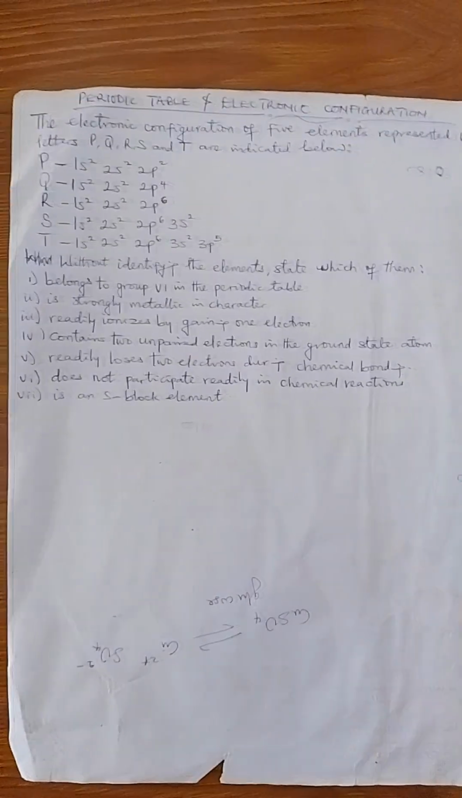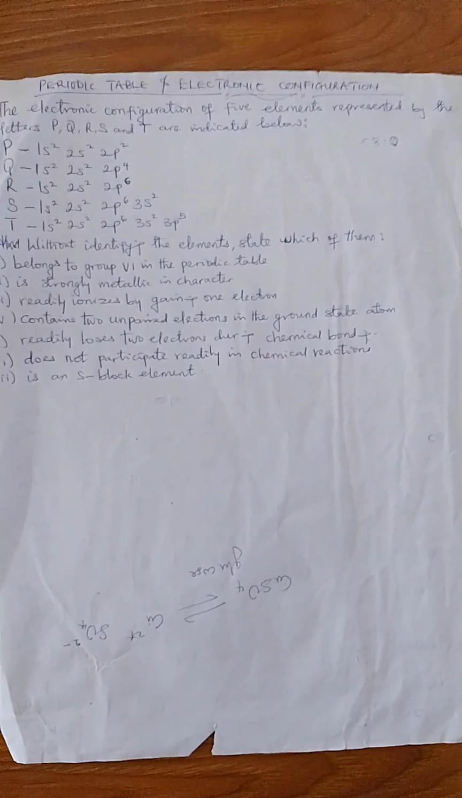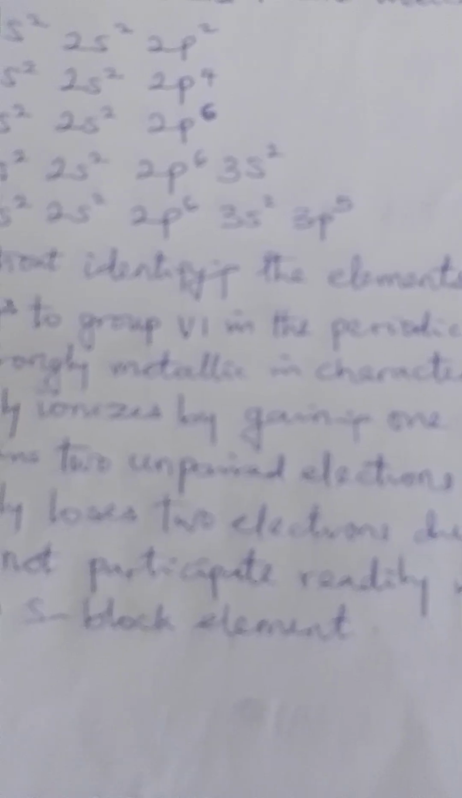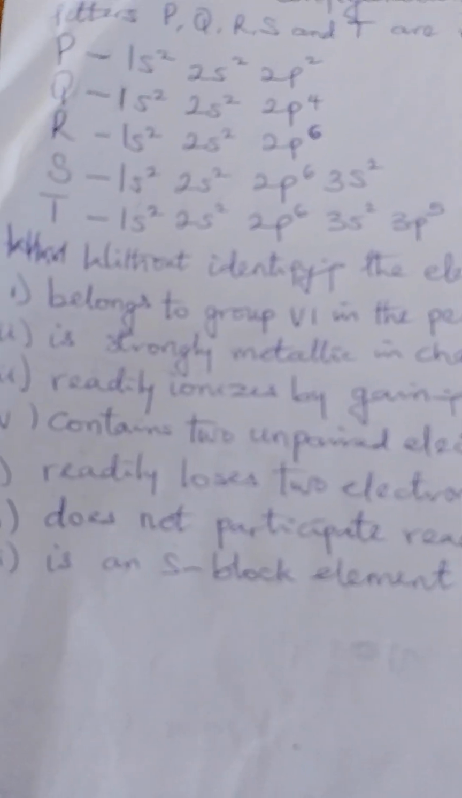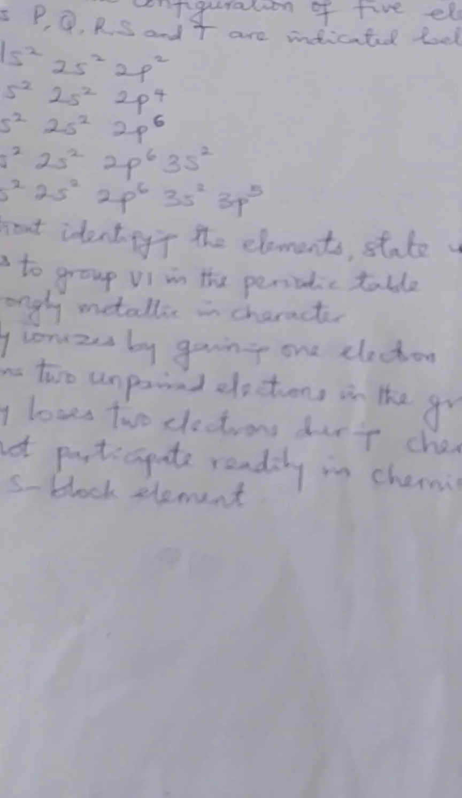Alright, so when you see a question like this, how do you attempt them? Let me show you what we do best here at the Dawn's Consult to simplify every question. So follow me, let's go. All right, the first one says we should identify the element that belongs to group 6 in the periodic table.